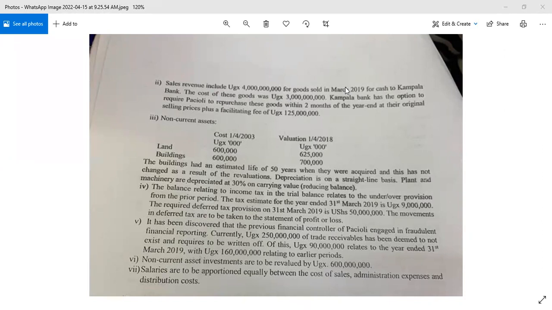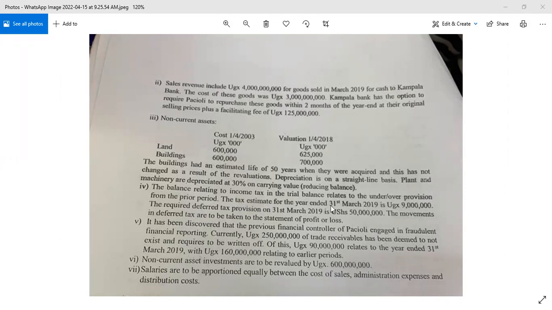Feel free. But otherwise, what I was saying is that for income tax, whenever there's an under or over provision, you're supposed to first remove the under or over provision by doing the reverse. If it's an over, meaning it has a credit balance, debit the provision and credit the income tax. If it's an under, meaning it has a debit balance, credit the provision and debit income tax. As simple as that.